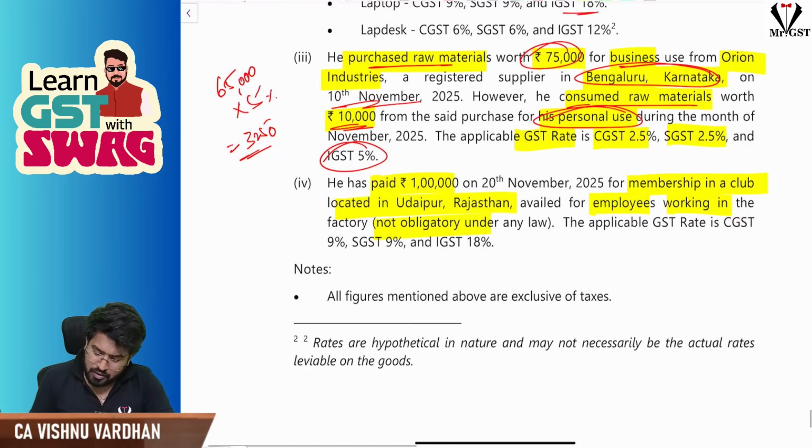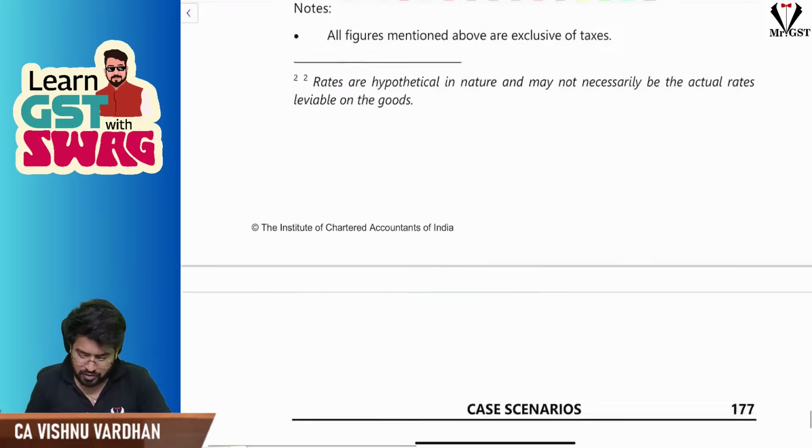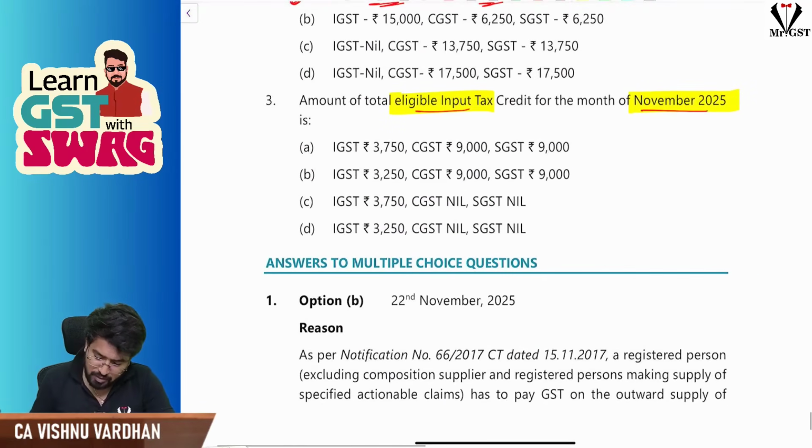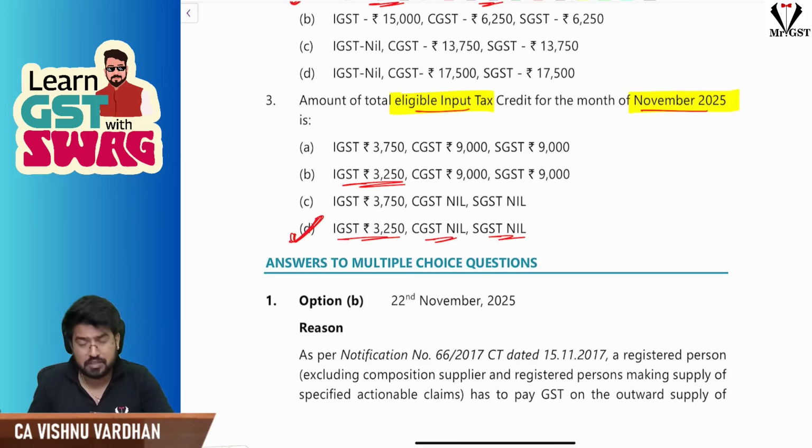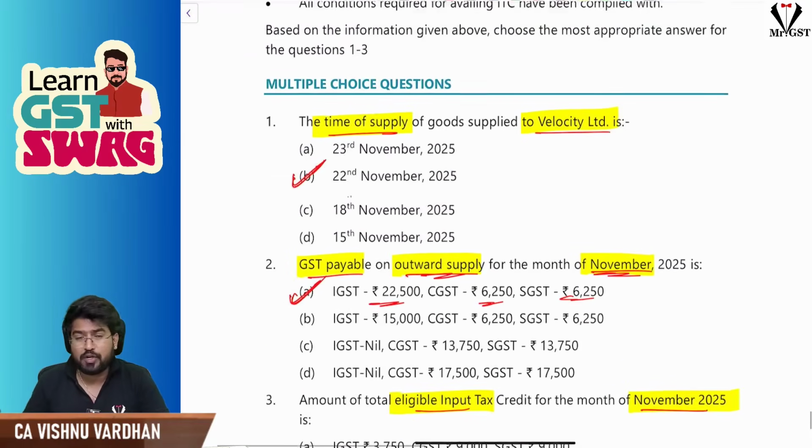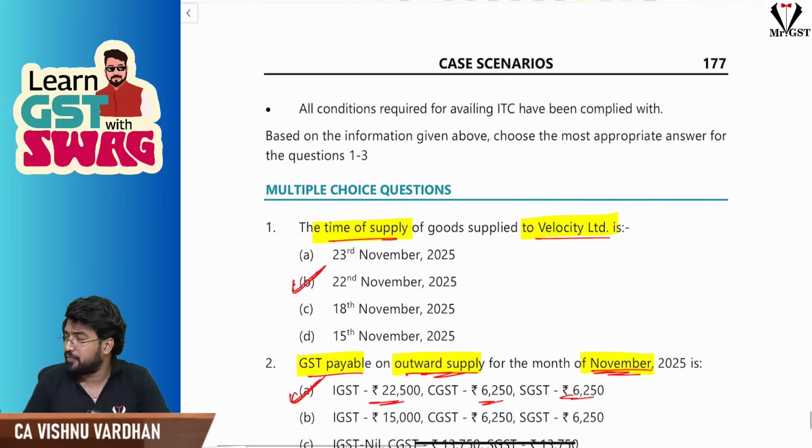And he paid 1 lakh rupees for membership in a club located in Udaipur, Rajasthan for employees working in the company, which is not obligatory under law. So no ITC on this. So if you see, eligible ITC will be 3,250. They give two options with 3,250. So this is the option D, where CGST, SGST is nil. Only 3,250, 3,250. This one is the correct answer. Okay, with this we are done with MCQ number 49, case study number 49.